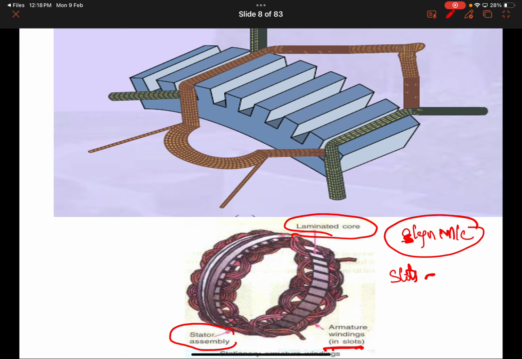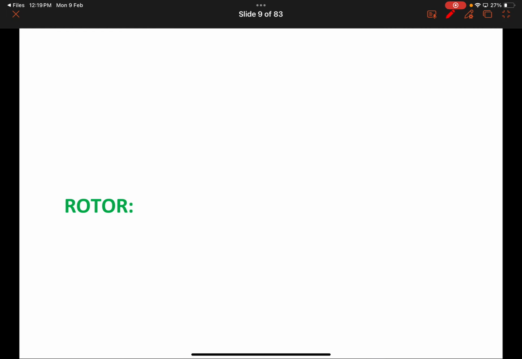In induction machines, we have discussed that there are three types of slots: open slots, semi-open or semi-closed slots, and closed slots. Semi-closed slots are used in induction machines. Open type slots are used in DC machines and synchronous machines.